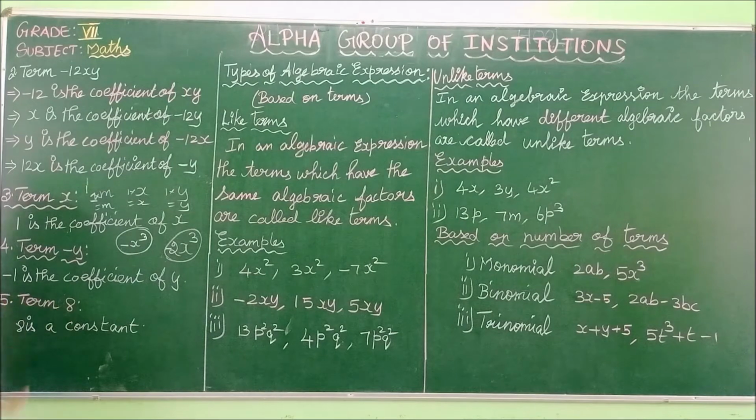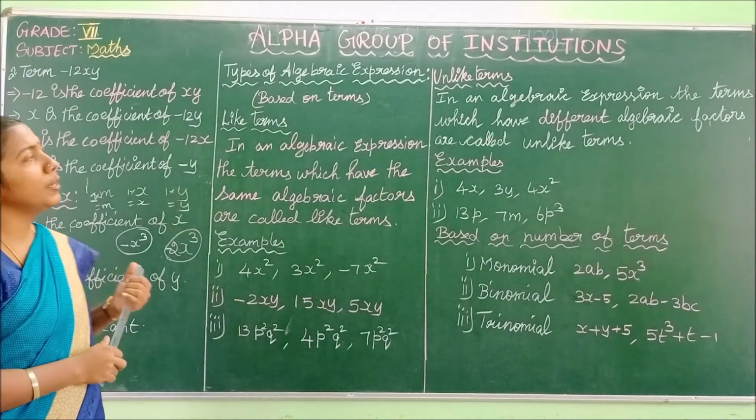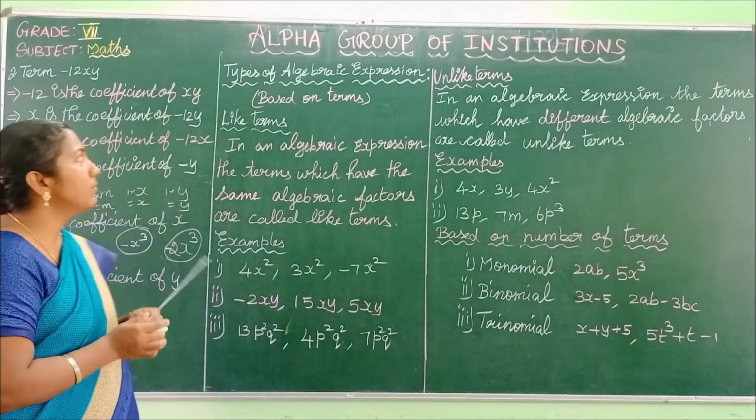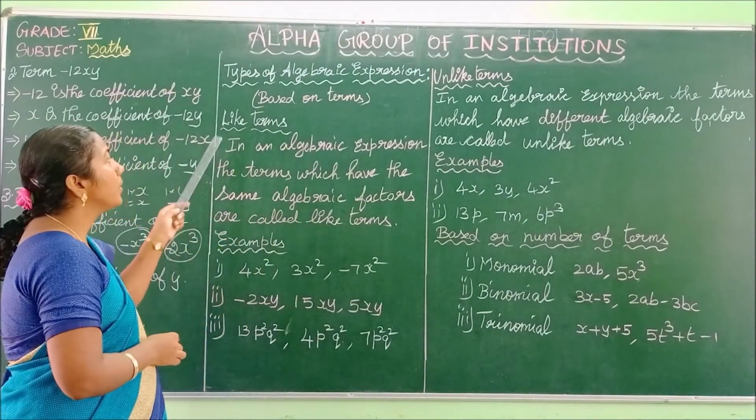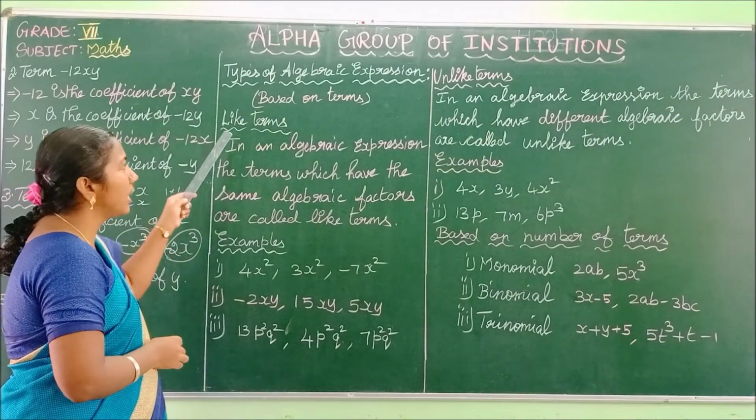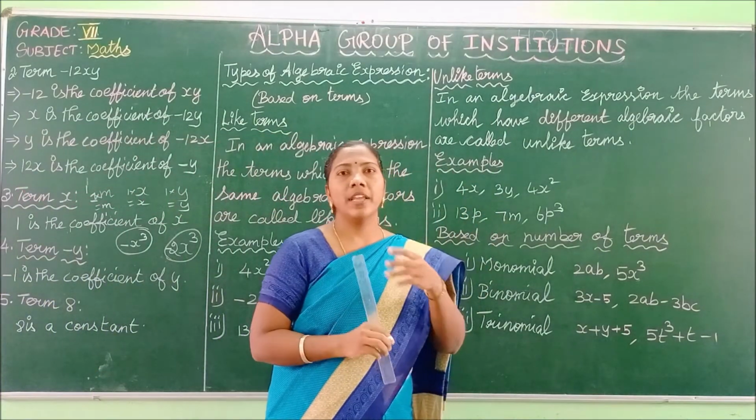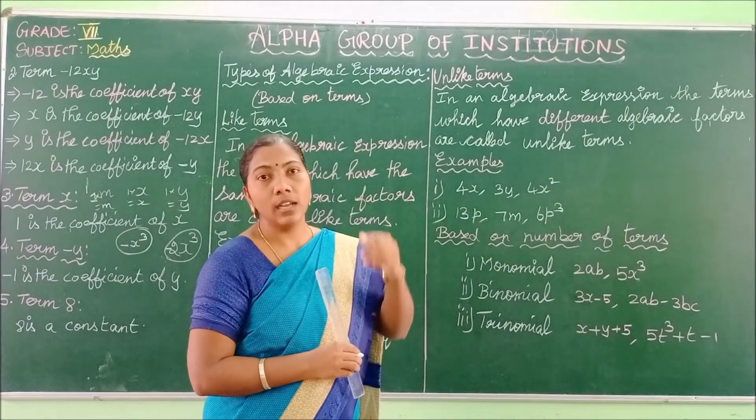So you have to stop up to this. Okay, that's all about the coefficient of terms. Next we are going to see types of algebraic expressions. First we are going to see based on terms. Here we have two types: one is like terms and another one is unlike terms. On the nature of terms we are going to define like terms and unlike terms.